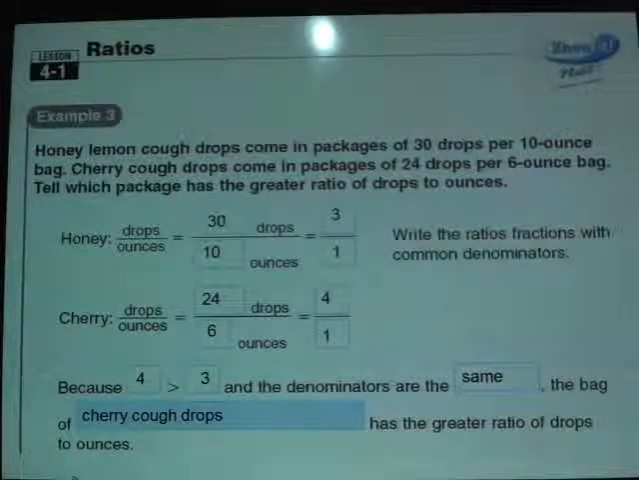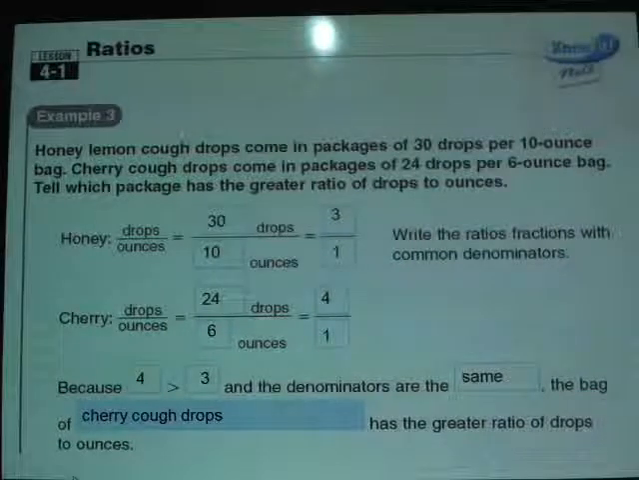Number 3, honey lemon cough drops come in packages of 30 drops per 10-ounce bag. Cherry cough drops come in packages of 24 drops per 6-ounce bag. Tell which package has the greater ratio of drops to ounces. So if we're comparing a 10-ounce bag and a 6-ounce bag, it's kind of hard to compare because they're different sizes. So what they're doing here is they're going to figure out how many drops am I actually getting per ounce. And the question is asking which package has the greater ratio of drops to ounces. So they're asking me, in essence, in which package am I getting more drops per 1 ounce?